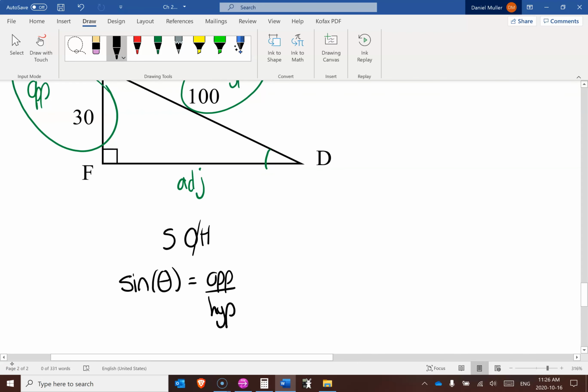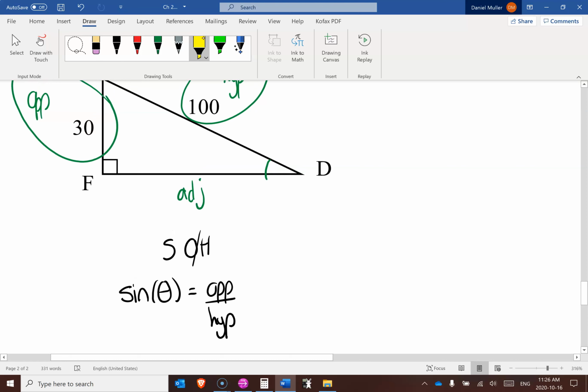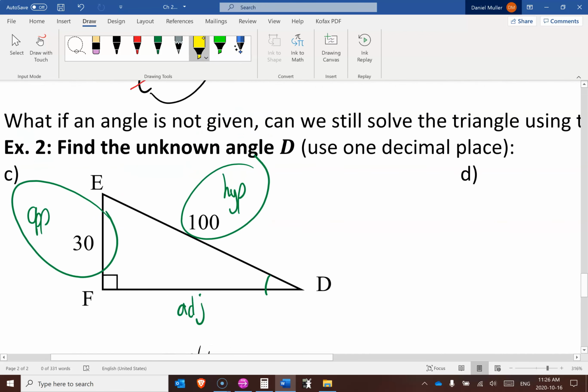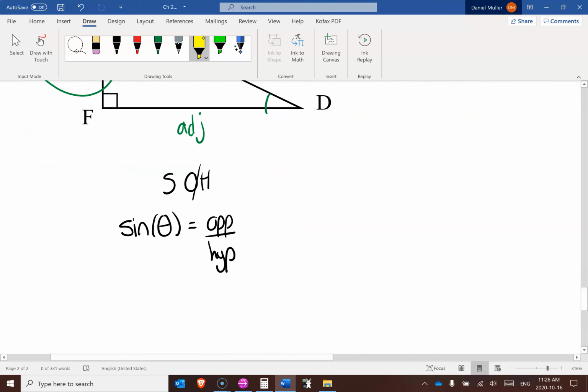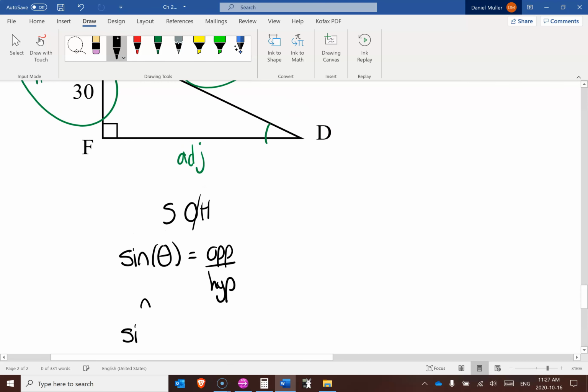So now I have three things: opposite, hypotenuse, and angle. Now it says in the question, find the angle. Okay, well that's this. That's theta. So I need to find that. So let's fill this in. Theta is the angle, and it says D, and yep, D is my perspective.